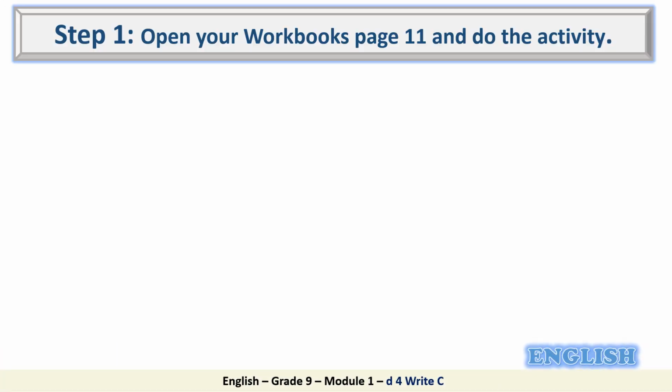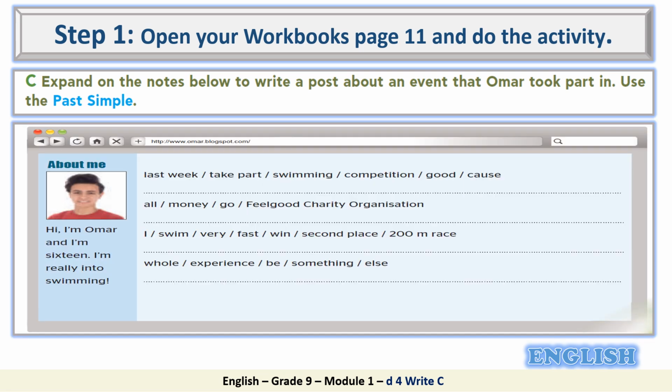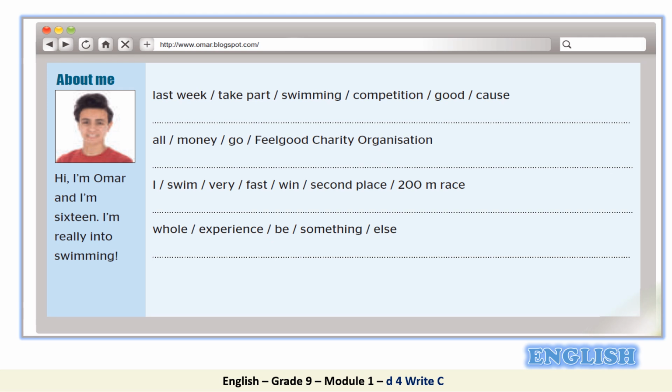Step 1. Open your workbooks page 11 and do the activity. C. Expand on the notes below to write a post about an event that Omar took part in. Use the past simple. Let's do this activity together.